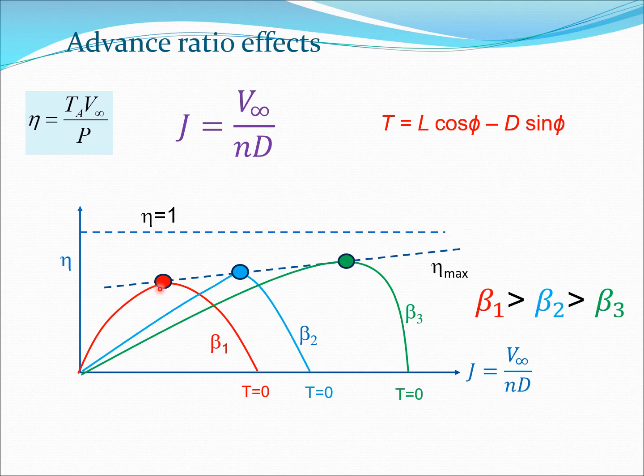Now ideally you would like to use these particular points where I have put these dots here, because these points correspond to the maximum efficiency. So if you have a propeller at a given pitch, beta 1, let us say, you want to use this point. If you have beta 2, you want to use this point. If you have beta 3, you want to use this point here.